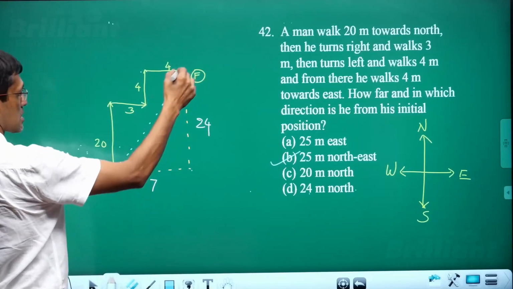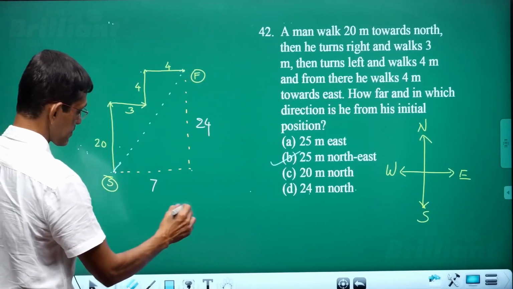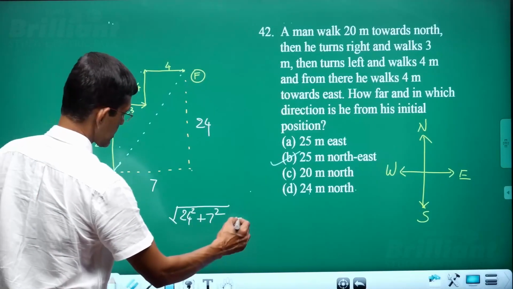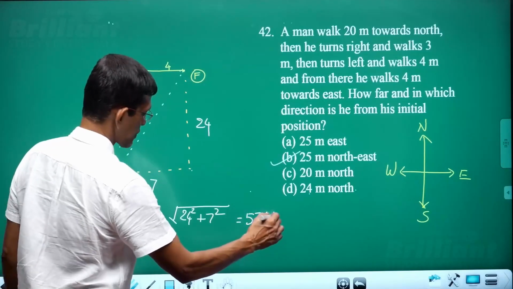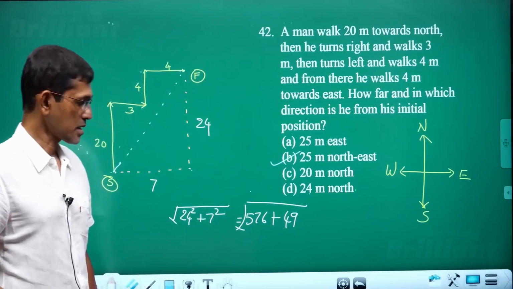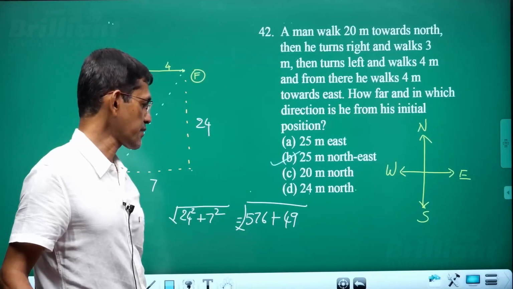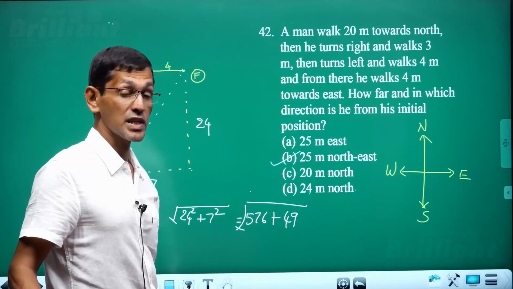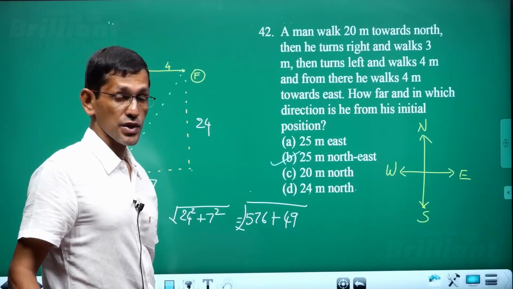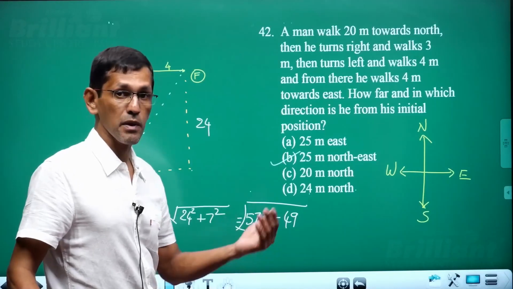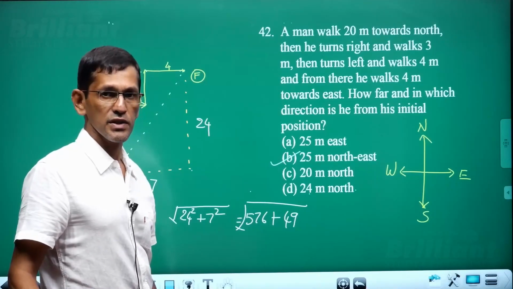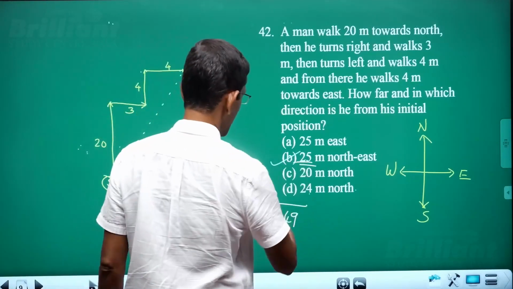So ultimately, this diagonal would be root of 24 square plus 7 square. 24 square is what? 576. 576 plus 49. 576 plus 9, 576 plus 9 is 585. 585 plus 40, how much is that? 625, right? So this is root of 625. Root of 625 is 25. This is the answer. So already we have that answer.